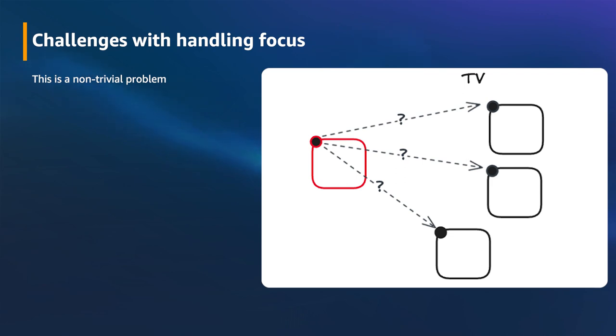So how do you navigate elements if you've got a remote? I've got a remote here, so the only way that I can interact with my TV is via this remote. I'm selecting this element right here, right? Now, the naive approach that you might take is to do pixel-based focus management.